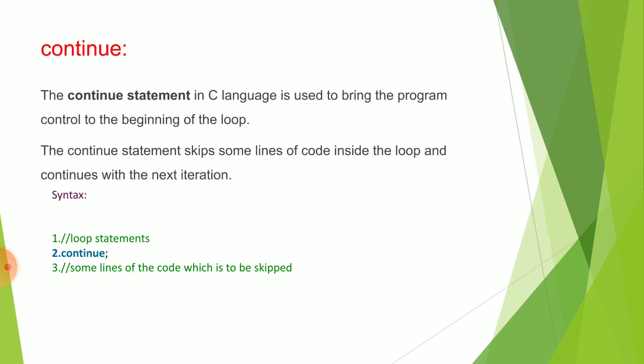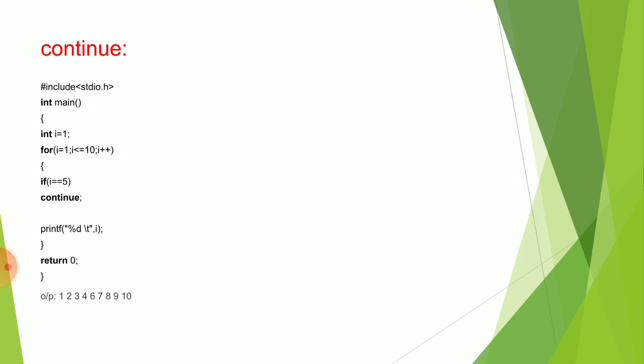The last control statement is continue. The continue statement is used to bring the program control to the beginning of the loop. The syntax for the continue statement is: continue semicolon. This is the example for continue.